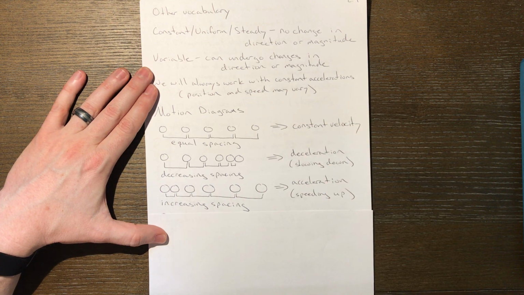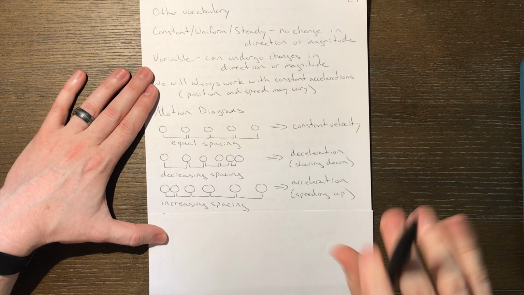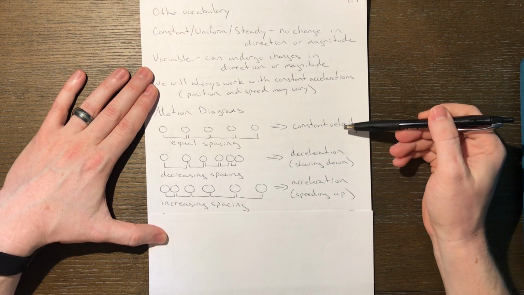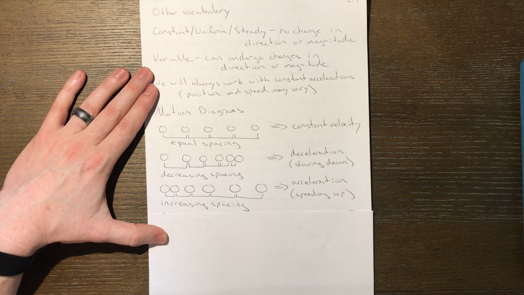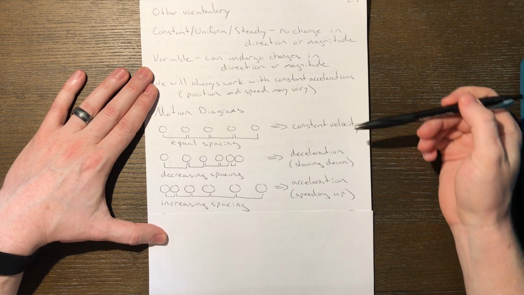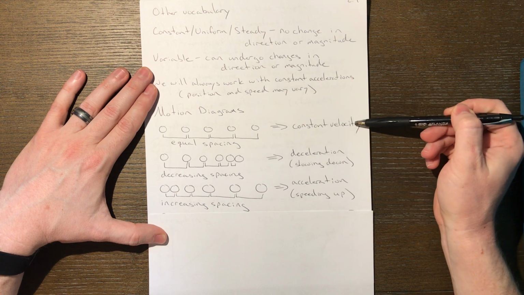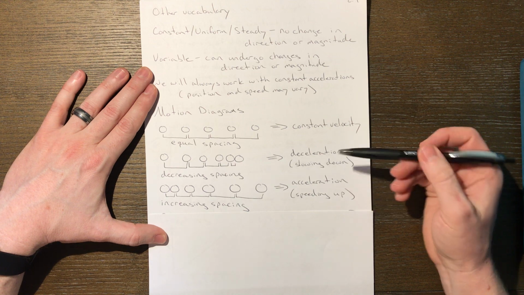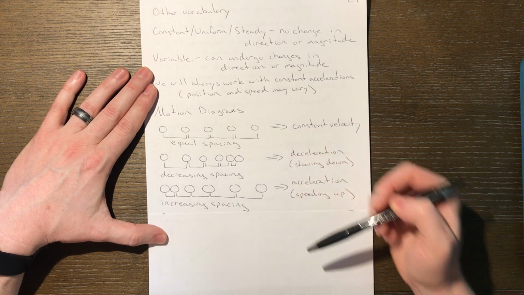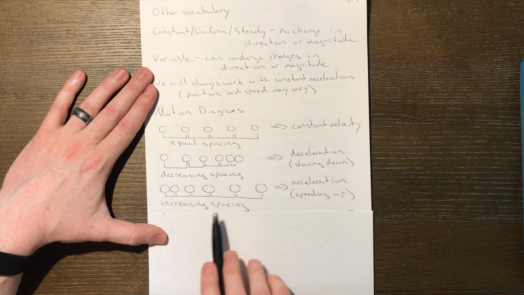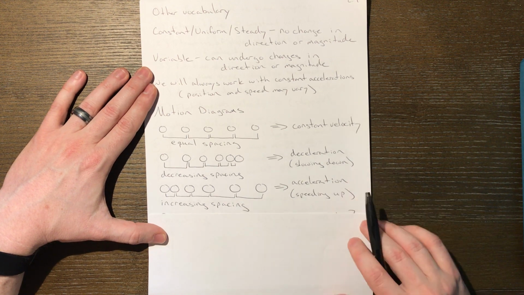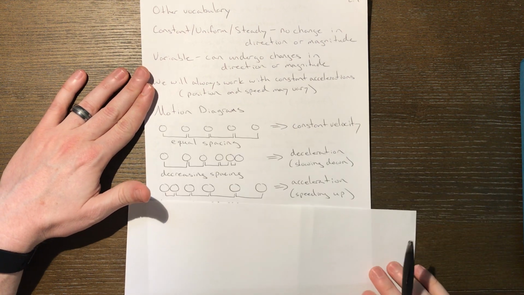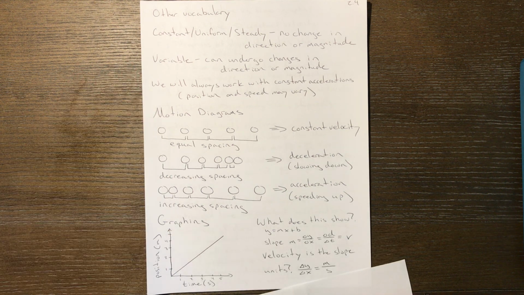So that's the basics of motion diagrams. They're like watching a strobe light on an object, and where those images are can tell you some information about the motion of the object. Specifically, we're going to look for situations that are constant velocity, equal spacing, or some form of constant acceleration, either decreasing or increasing spacing. But in either case, we see changes in those increments, and that indicates some form of acceleration. All right, now let's talk a little bit about graphing.